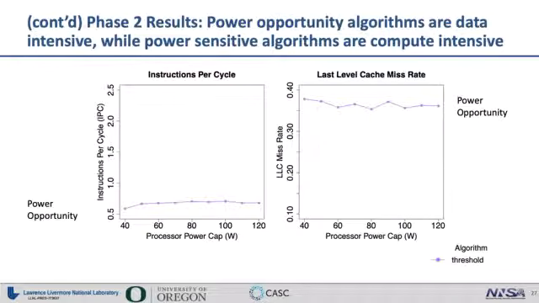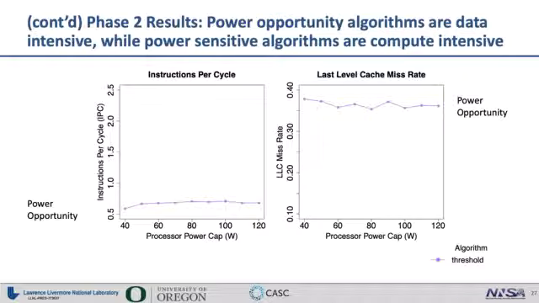So we wanted to look at some performance metrics for each of these algorithms to better understand their behaviors under different power limits. So one of those metrics that we looked at was instructions per cycle, or IPC. And this is a metric that indicates how compute-bound an algorithm can be. On the other hand, we also looked at last level cache miss rate. And this is more indicative of how memory-bound a particular algorithm is.